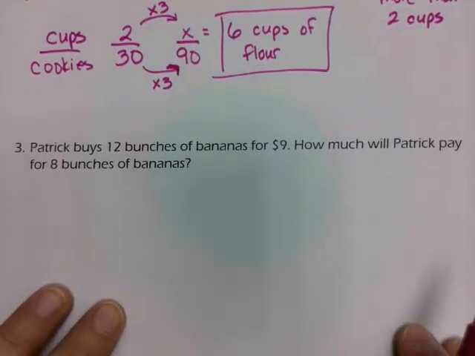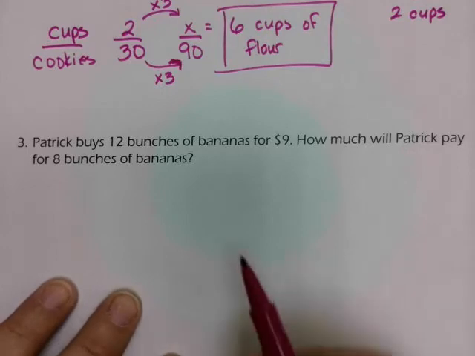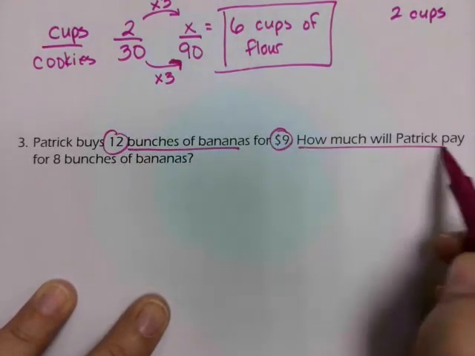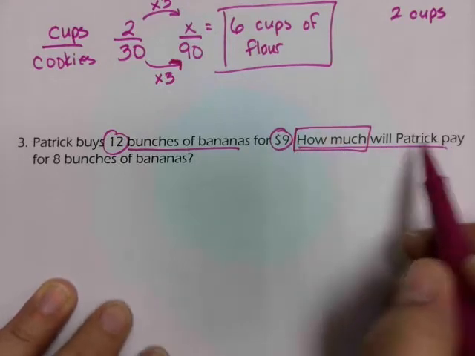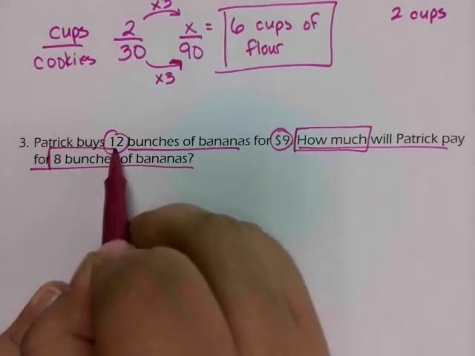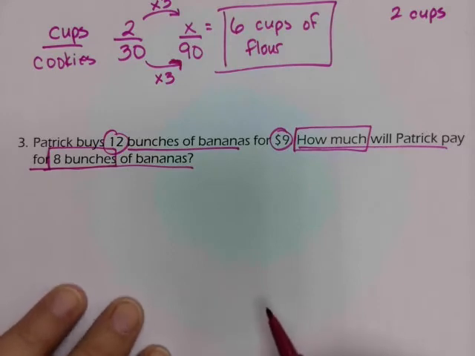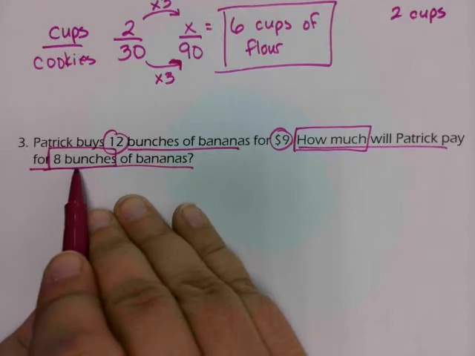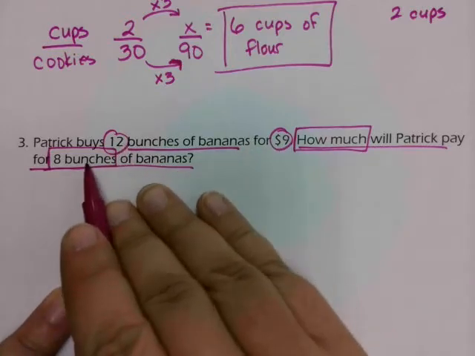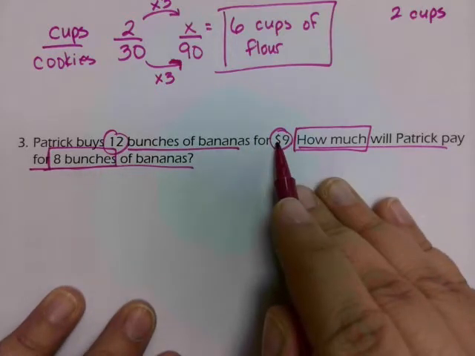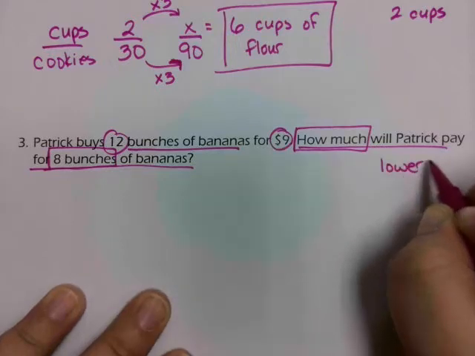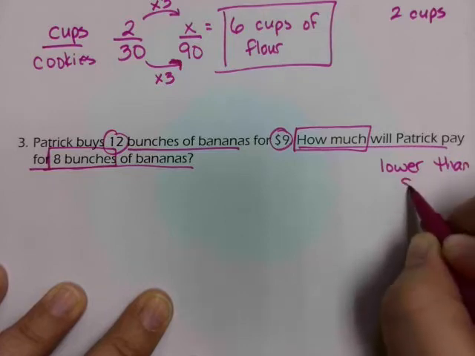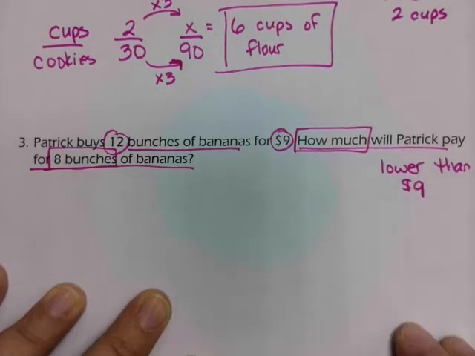All right, and then one last problem says that Patrick buys 12 bunches of bananas for $9. How much will he pay for 8 bunches of bananas? So he bought 12, and we want to see how much it's going to cost for 8. If you think about it, if our bunches went down, our price needs to go down as well. So we need to have lower than $9 for my answer.